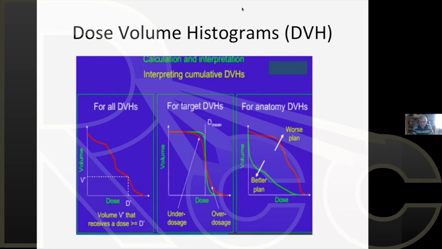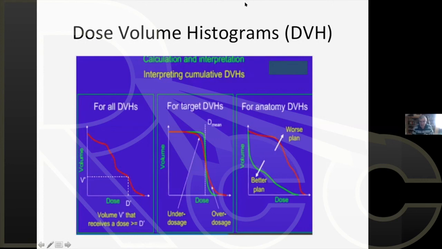If that DVH slope is very, very steep for an organ at risk, then minor changes can greatly affect the dose to that organ. For example, if you had a rectal DVH that looked almost like an objective DVH with a very steep slope, well, very small changes in dose could greatly affect the dose to the rectum. So you don't want to be in that situation with an organ at risk.